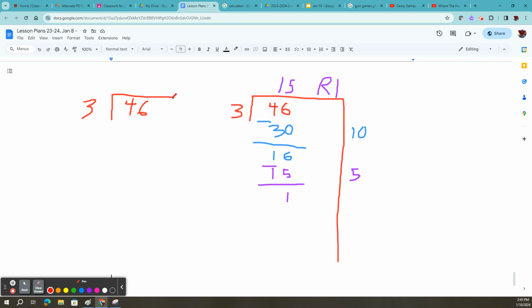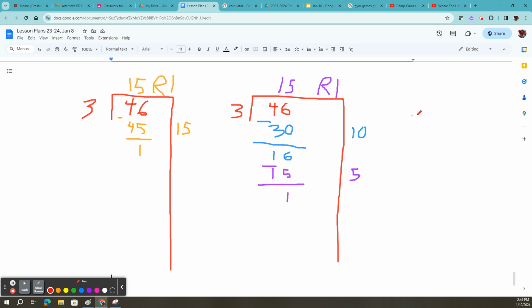But maybe you're a smart cookie and you've got your times 3 facts really well memorized. And you remember that 3 times 15 is actually 45. You definitely could have done that. No problem. Subtract it. Boom. 1. 3 doesn't fit into 1, so that's got to be my remainder. 15 is my quotient. Notice it's the same exact quotient, same exact answer. Just this one took a little bit longer because I didn't multiply 3 by a higher number.